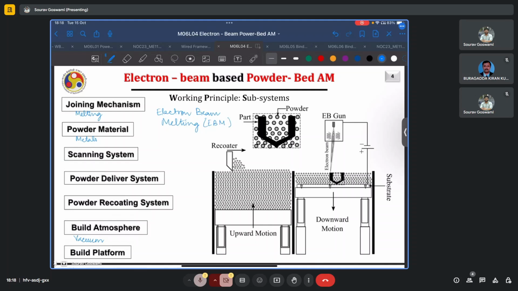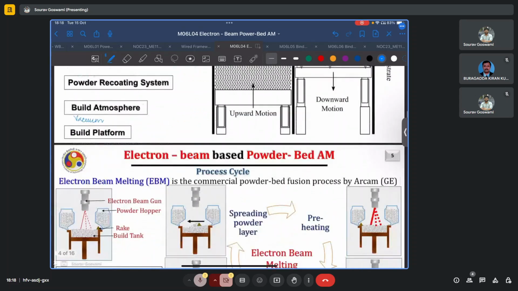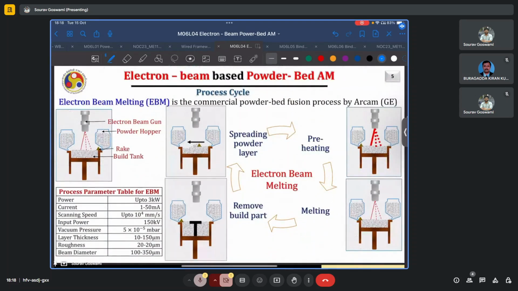The build platform is typically made from the same material as the powder being printed, or at the very least, it has to be compatible with the powder being printed. Otherwise, we may have effects such as delamination of the part from the build plate, or the formation of some deleterious secondary phases or intermetallics, which is highly undesirable. Also, typically, the build platform has a flat surface.